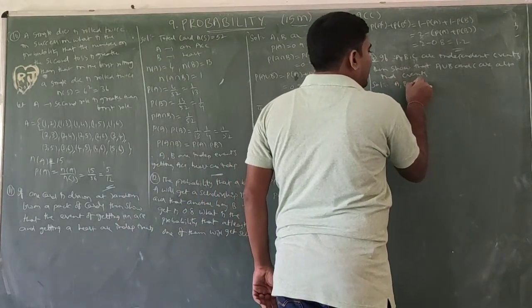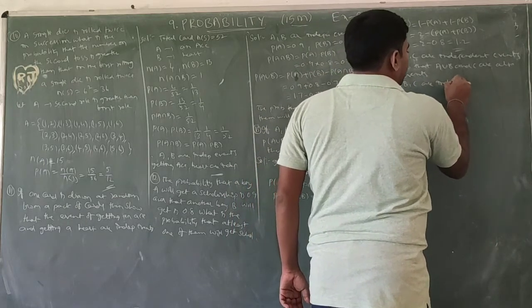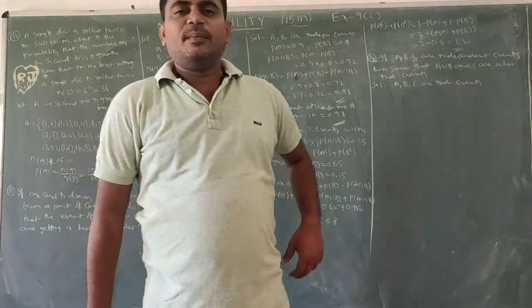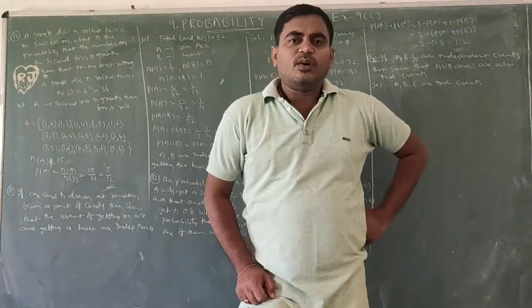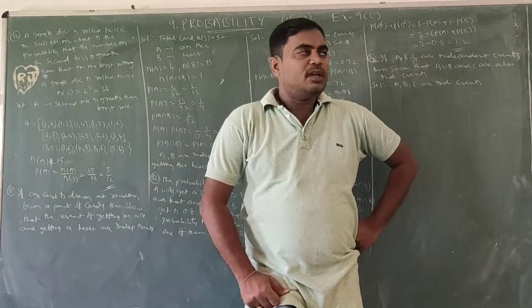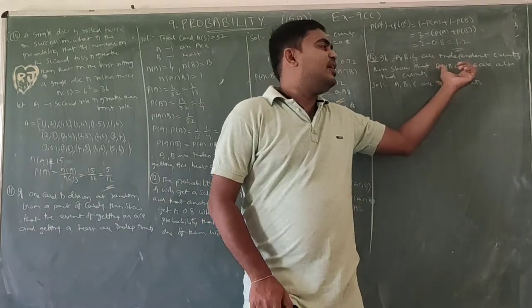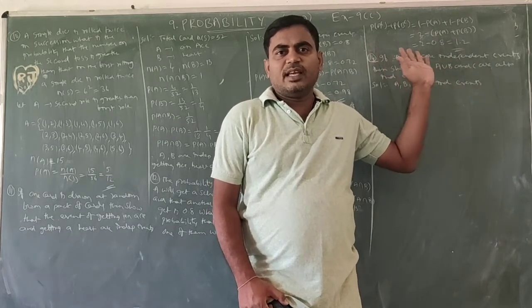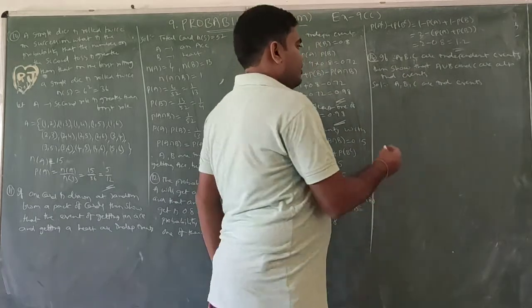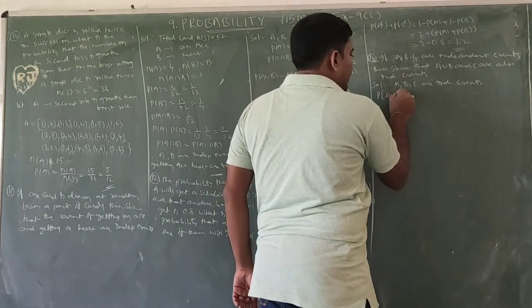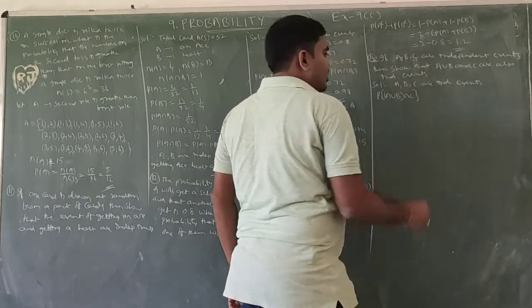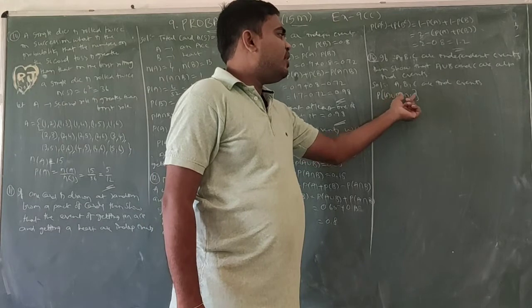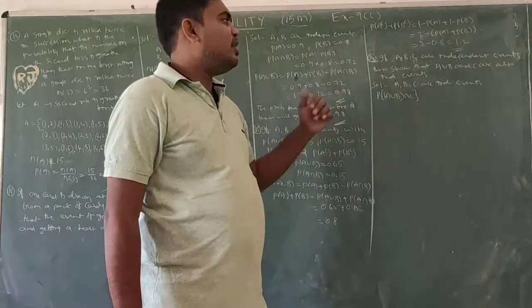A, B, C are independent events. So what is the condition if A, B are independent events? P of A intersection B equal to P of A into P of B. Similarly, I want to prove P of A union B intersection C is equal to P of A union B into P of C. If we prove like that, then these two are independent.